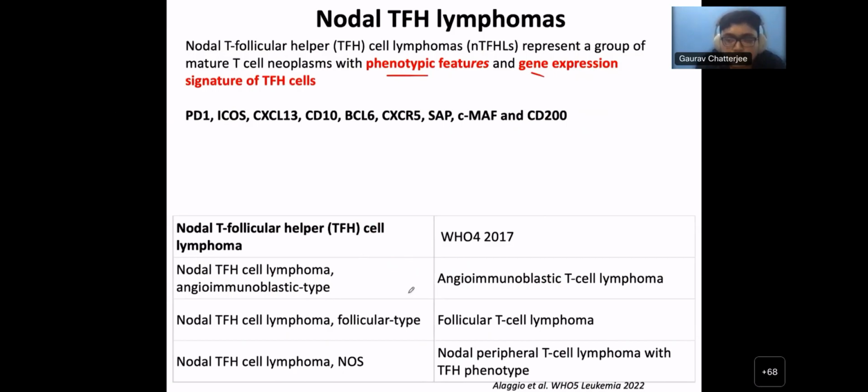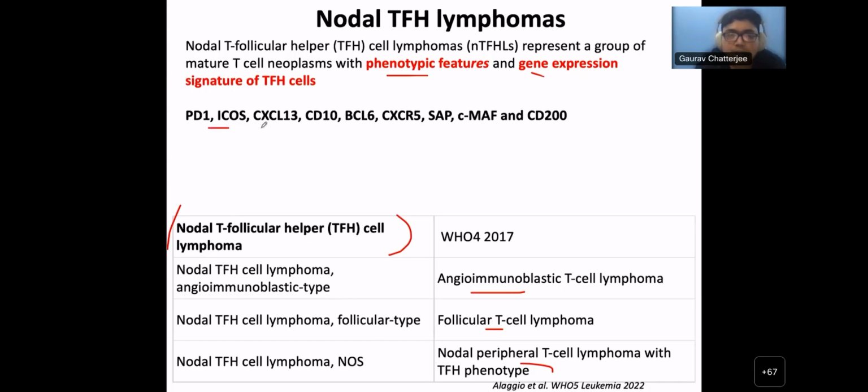Previously, we used to call them based on their morphology, like either AITL, that is angioimmunoblastic T cell lymphoma, or follicular T cell lymphoma, or a nodal PTCL with TFH phenotype. But now they are all grouped together in WHO 5 as nodal TFH lymphoma. And then you will just say what is the morphology. Like they can be either angioimmunoblastic type, or follicular type, or NOS.